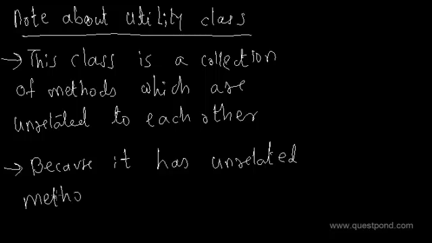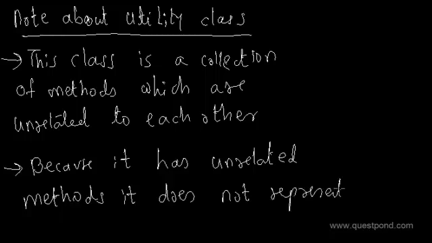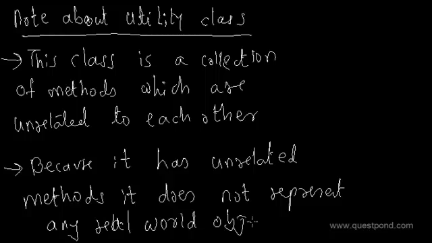Now, because it has unrelated methods and functions and logic, it does not represent any real-world objects. In other words, when we talk about object-oriented programming, or when we talk about classes, classes actually represent some kind of real-world object. But here, we have made the utility class in order to see that we don't have redundant code, and in order to ensure that the customer class and the master class do not violate encapsulation.